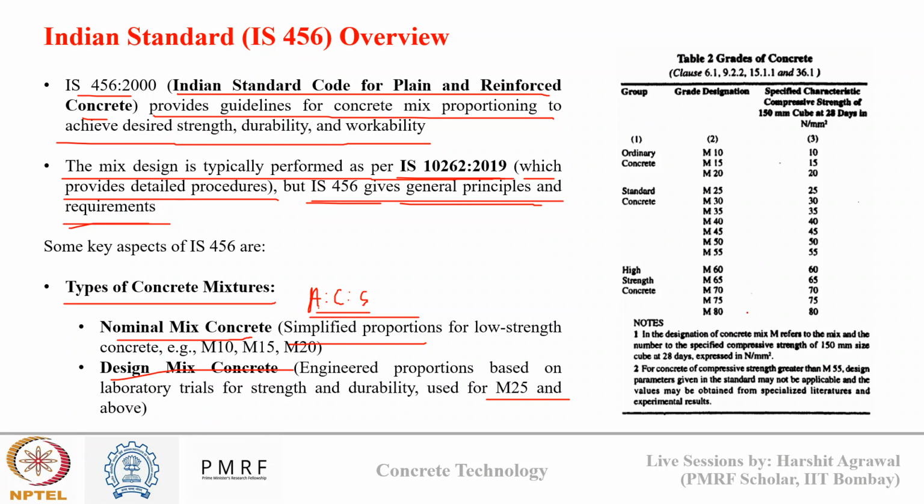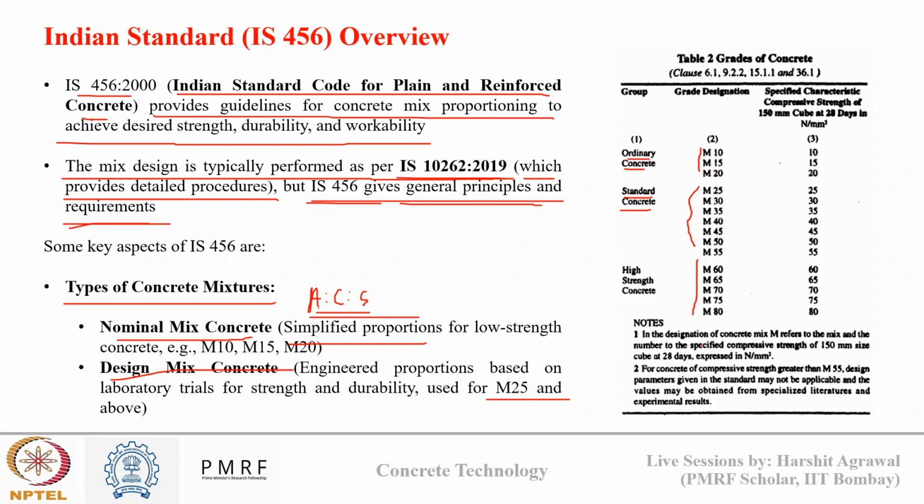In IS 456, table 2, we can see this division. In table 2, concrete is divided into three groups. We have ordinary concrete that is prepared by nominal mix design, then we have standard concrete that goes from M25 grade to M55 grade, and we have high strength concrete. Ordinary concrete has grade from M10 to M20. Standard concrete has grade from M25 to M55, and high strength concrete has grade from M60 to M80.